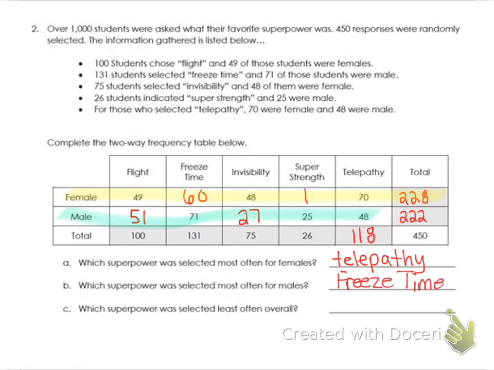Okay. And then the last question is, which superpower was selected least often overall? And so it doesn't specify male or female, and in this case, we're actually going to be looking at the marginal frequencies, which is at the bottom. And so it's 100, 131, 75, 26, 118. The one that was the most is freezing time. The one that was the least was super strength. So that would be our answer. So super strength, because we want the least often.